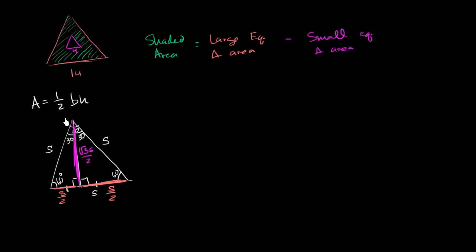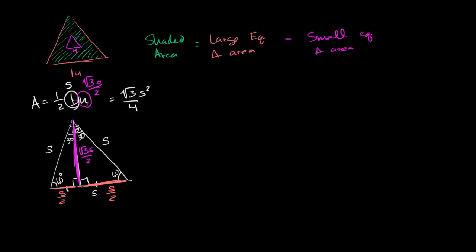And now we can figure out a generalized formula for the area of an equilateral triangle. It's going to be equal to 1/2 times the base. Well, the base is S. And the height is square root of 3 S over 2. And so this will simplify to, let's see, in the numerator, square root of 3 S squared over 4. And now we can apply this to figure out the areas of each of these triangles.